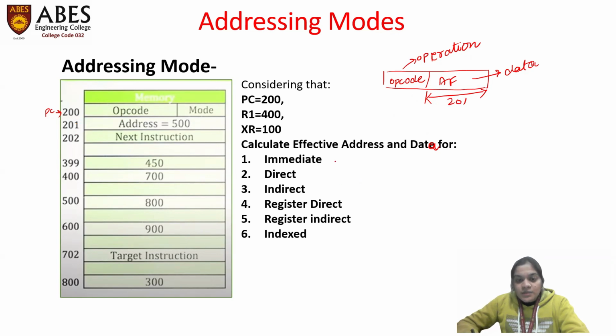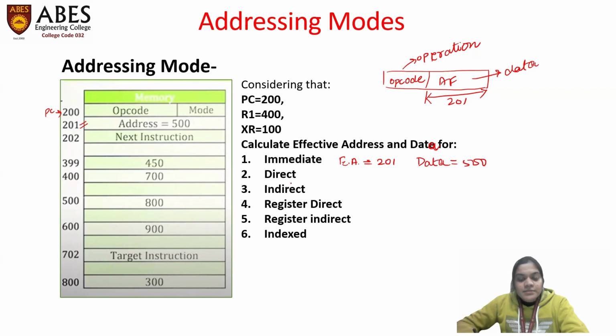So in case of immediate addressing mode, the effective address value is 200 at the opcode location, and at location 201, the effective address value is 201. At location 201, the data stored is 500. So data is 500, but the effective address is 201.